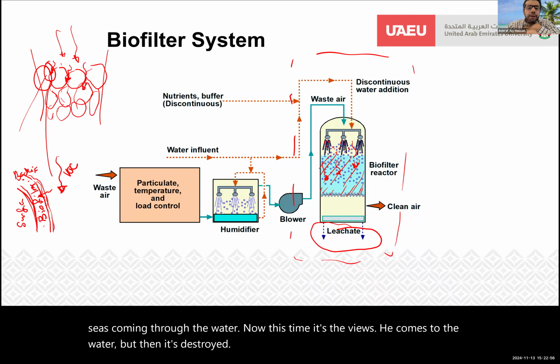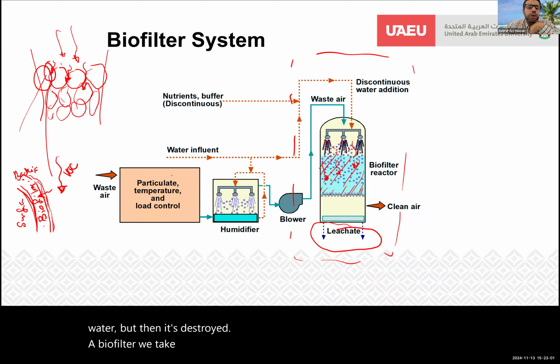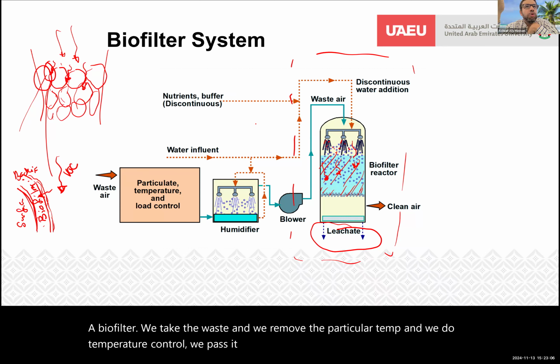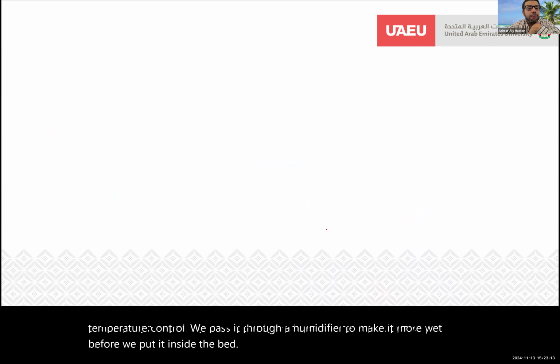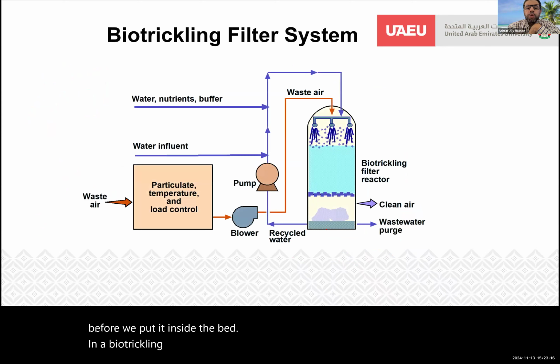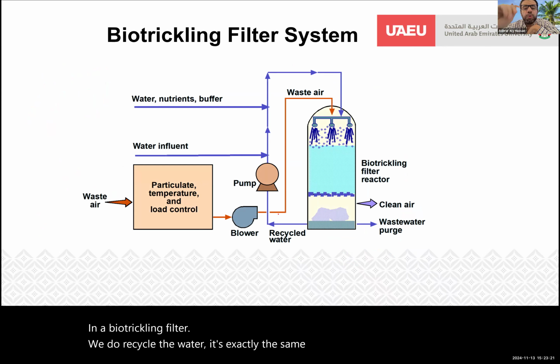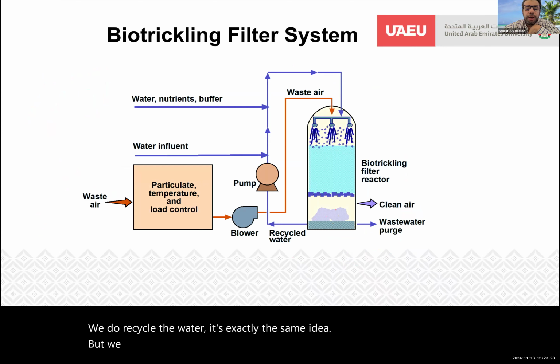So in a biofilter, we take the waste and we remove the particulate, and we do temperature control. We pass it through a humidifier to make it more wet before we put it inside the bed. In a biotrickling filter, we do recycle the water. It's exactly the same idea. But we recycle the water that we collect down there, we put it back up. Okay?